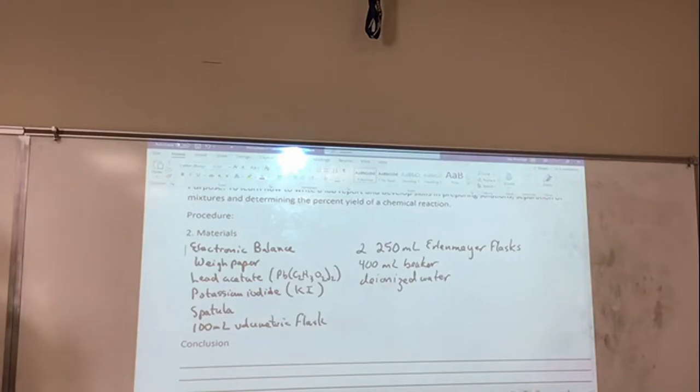What else did we use? Graduated cylinder. Okay, and what size was that? 25 milliliter. Graduated cylinder. And the bulb. Oh, yeah, we used a pipette bulb, right? And then I heard someone say the disposable pipette.